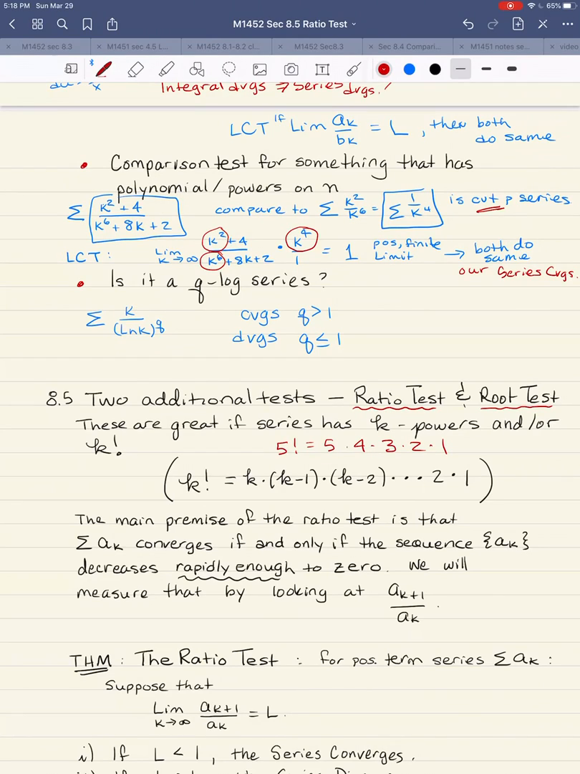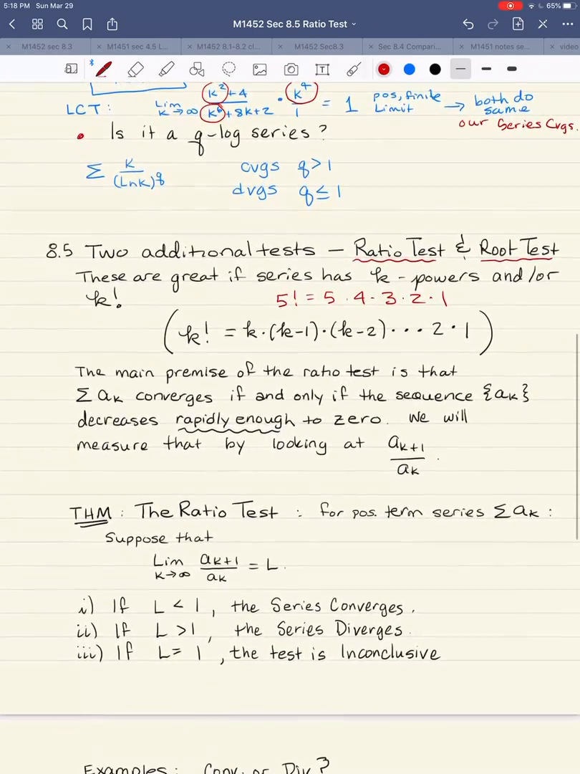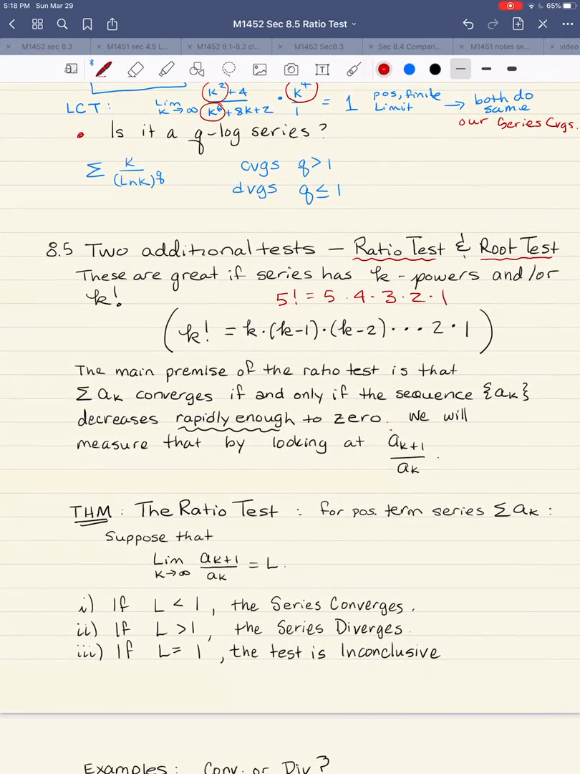The ratio test and the root test operate on the premise that not only do we need our terms decreasing to 0, we need them decreasing to 0 fast enough. Just like in an integral test, we need the curve to level off towards zero fast enough for the area to be finite. For the sum to be finite, we need our terms to decrease rapidly to zero.